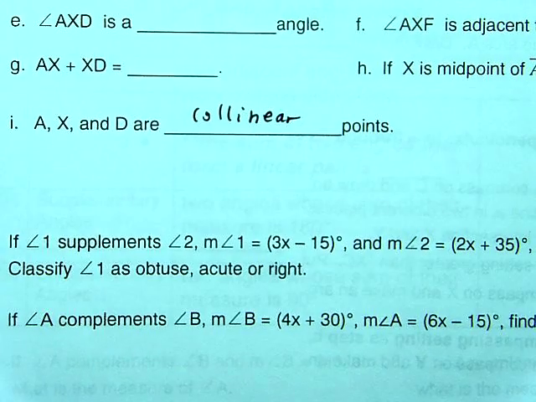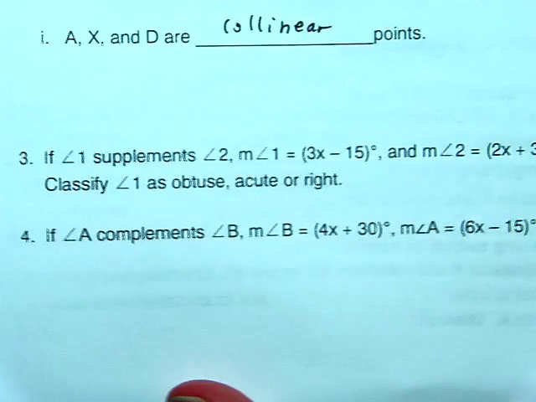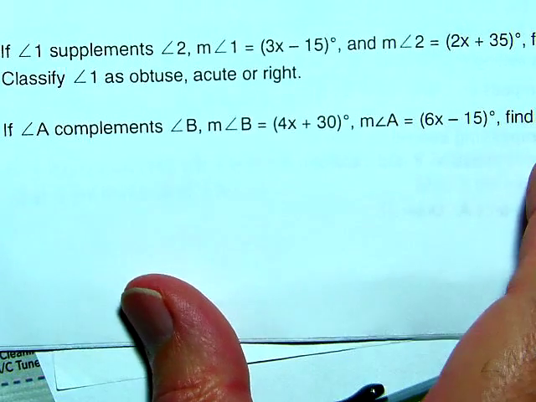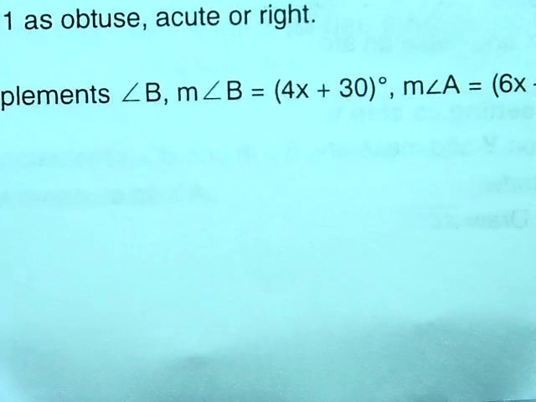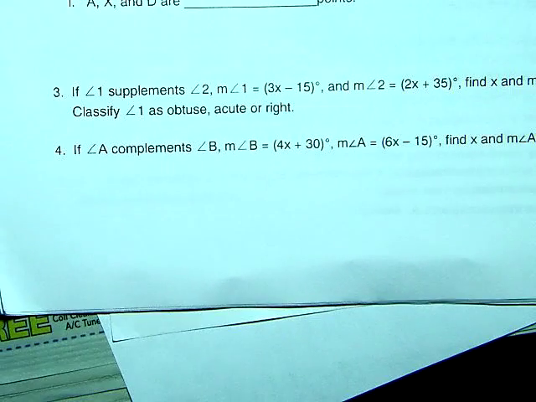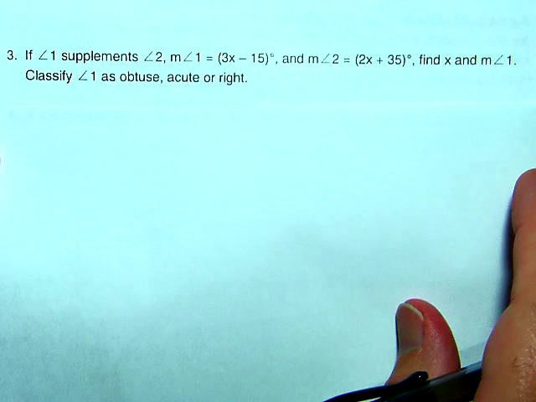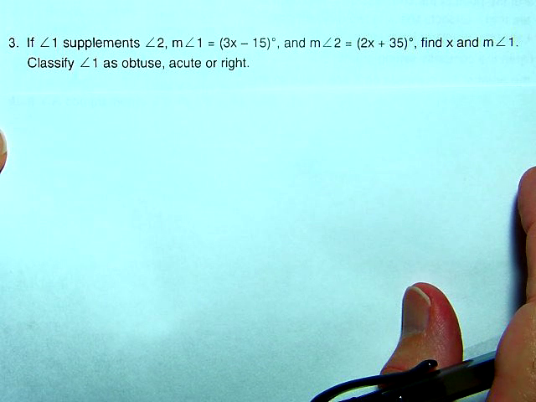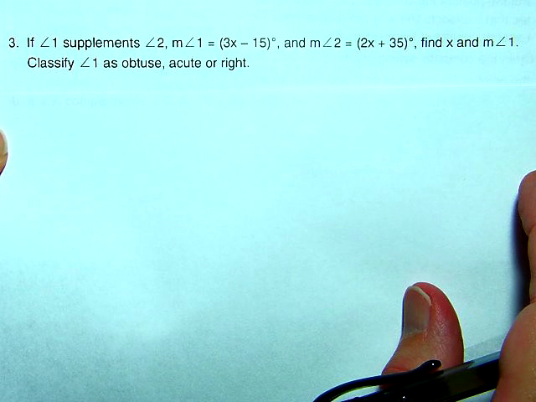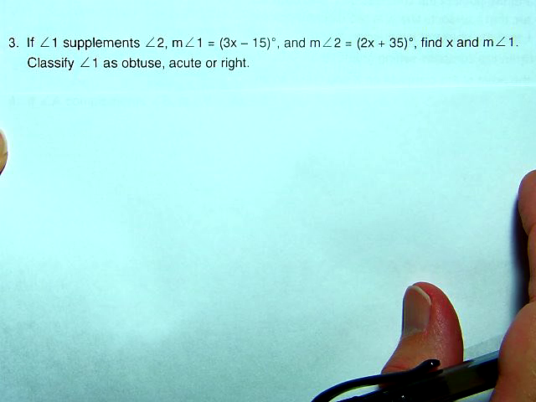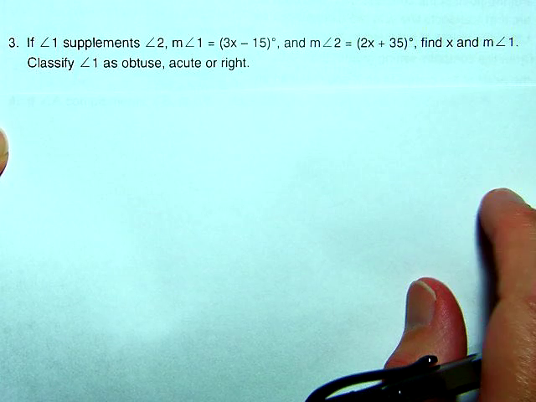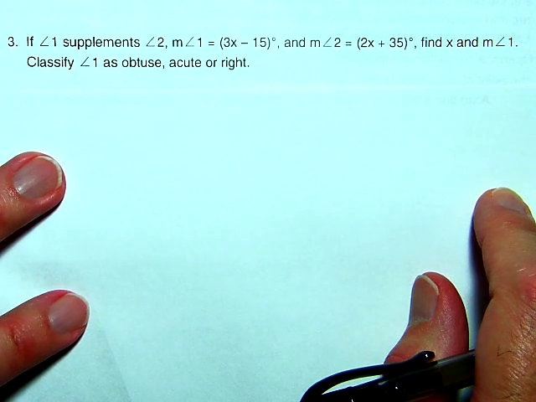Okay, good. Let's move on to problem number 3. We've got a couple of word problems here. So let's read problem number 3 together. Problem number 3 says that if angle 1 supplements angle 2, and the measure of angle 1 is 3x minus 15 degrees, and the measure of angle 2 is 2x plus 35 degrees, find both the value of x and the measure of angle 1. And then also classify angle 1 as obtuse, acute, or right.